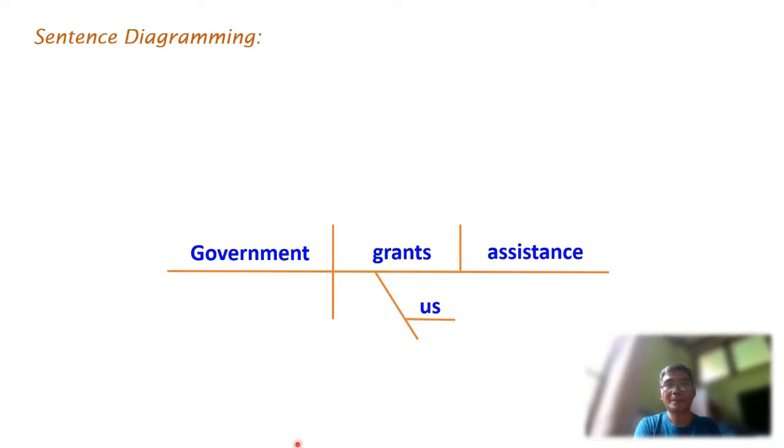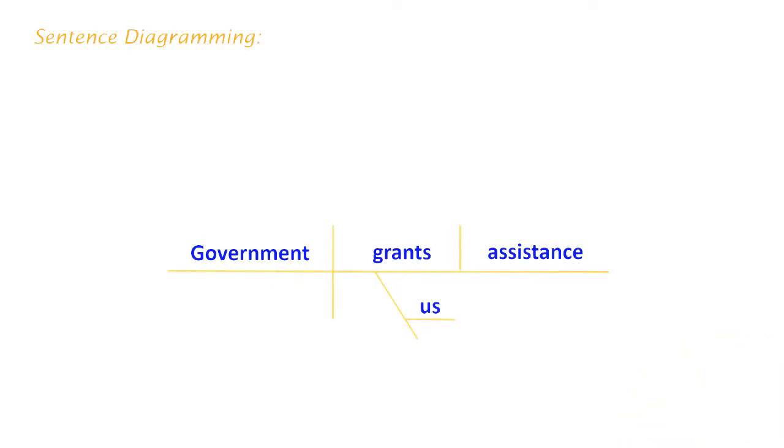We have here a slanting line which is supposed to be the place for a modifier of the transitive verb grants. However, our transitive verb grants doesn't have a modifier, so we have to leave this slanting line blank. This is the correct diagram of the given sentence, Government grants us assistance.